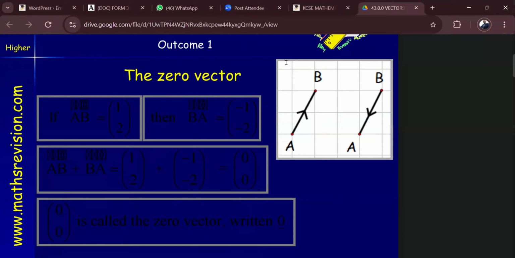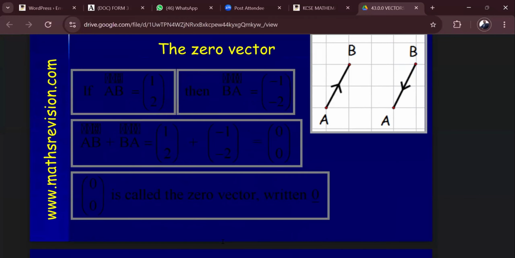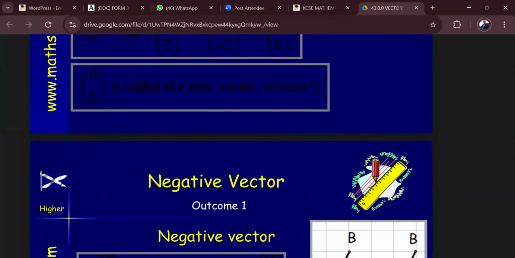Zero vector: if you multiply any vector by 0, it gives you a 0. Again, if you add the numbers and get 0, 0 in both cases, you get a 0 vector. For example, if A is 1, 2, and B is negative 1, negative 2, when you add the two, you get a 0, 0 vector. That's what you call a 0 vector. You can get a 0 vector by adding numbers, or you can multiply by a scalar 0. Any number multiplied by 0 becomes 0. And that's how you come up with a 0 vector.